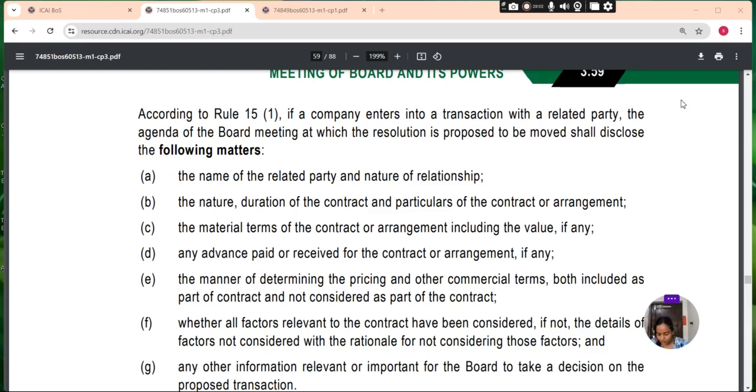Whether all the factors relevant to the contract have been considered; if not, the detail of factors not considered with the rationale for not considering those factors. Any other information relevant or important for the board to take a decision on the proposed transaction. According to Rule 15 subsection 2, in case any director is interested in any contract or arrangement with the related party, he shall not be present at the meeting during discussion on the resolution related to such contract or arrangement.